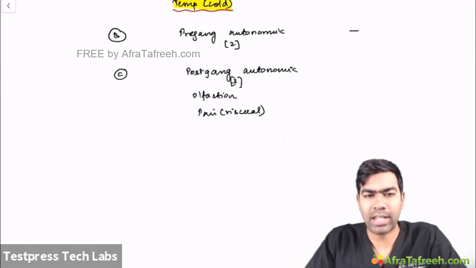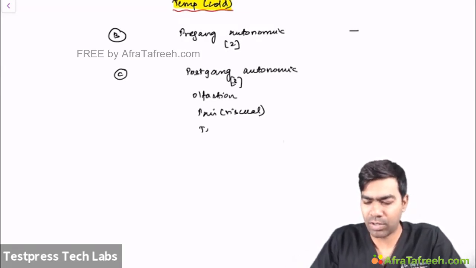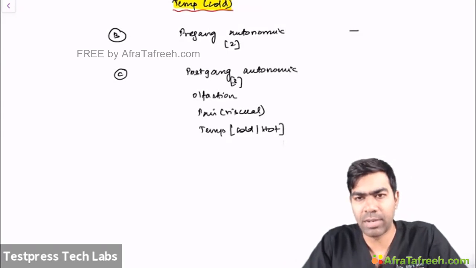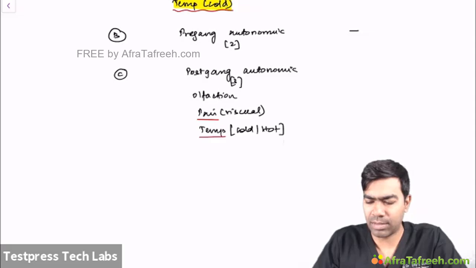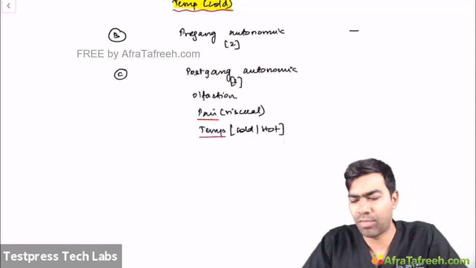So the dull aching, visceral pain and all this stuff. And they can also carry temperature, which is nothing but cold and hot. Both cold and hot temperature are basically carried by the C fibers only. So what you can really see here is they are the ones you can imagine that they can form the spinothalamic tract because they carry the pain and temperature.